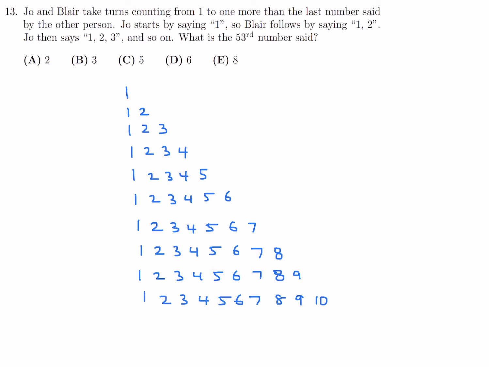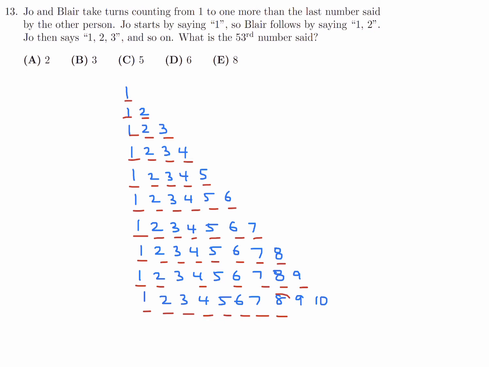And in this list, we now have to count 53. 1, 2, 3, 4, 5, 6, 7, 8, 9, 10, 11, 12, 13, 14, 15, 16, 17, 18, 19, 20, 21, 22, 23, 24, 25, 26, 27, 28, 29, 30, 31, 32, 33, 34, 35, 36, 37, 38, 39, 40, 41, 42, 43, 44, 45, 46, 47, 48, 49, 50, 51, 52, 53.